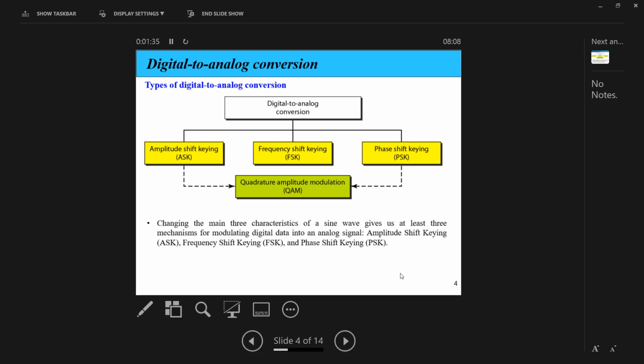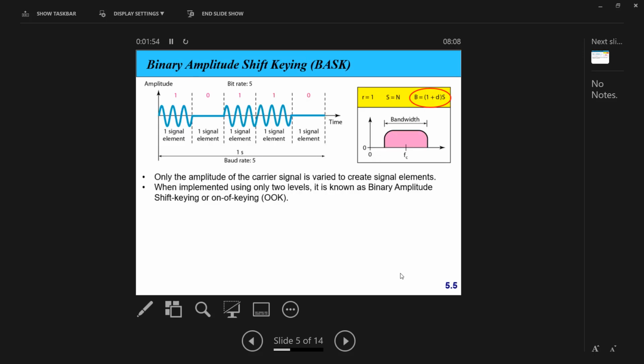So we can change the amplitude through amplitude shift key, or change the frequency using the frequency shift key, or changing the phase using the phase shift key, or a combination between the amplitude and the phase and change both using the QAM modulation. Okay, and we started with binary amplitude shift key, and we said that the bandwidth for this binary amplitude shift key is 1 plus d multiplied by s, where s is the signal rate.